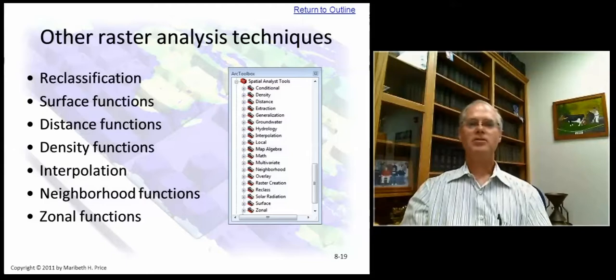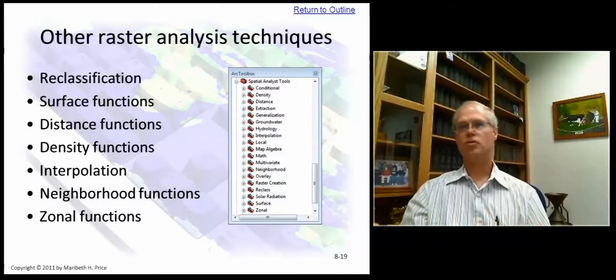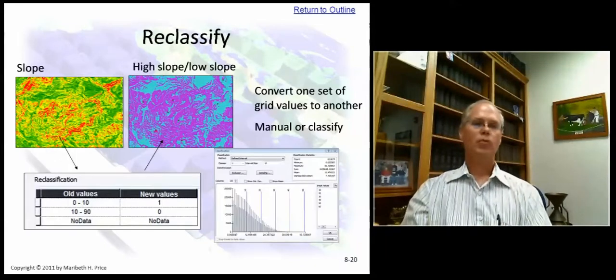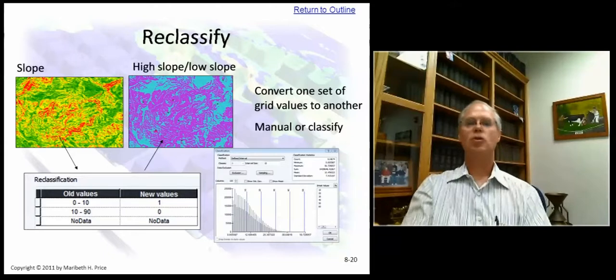Other raster analysis techniques: reclassification, surface functions, distance functions, density, interpolation, neighborhood functions, zonal functions. Those are all things we can do with our raster analysis tools. For reclassify, we have our slope, and that's the example already given. I want to basically reclassify it into high slope and low slope.